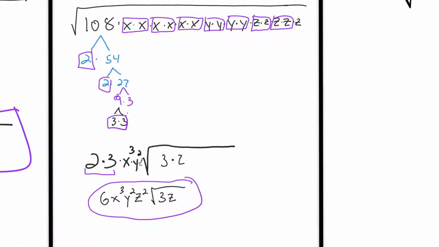Now, just to make sure that you guys understand what the numbers come from, we do have an x cubed because we have 3 pairs of x's inside of the radical. We have the y squared because we have 2 pairs of the y's, and the z squared because we have 2 pairs of the z's. The 3 and the z, the ones inside of the radical, they don't have a pair, so they stay inside.